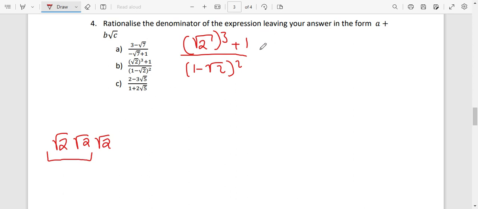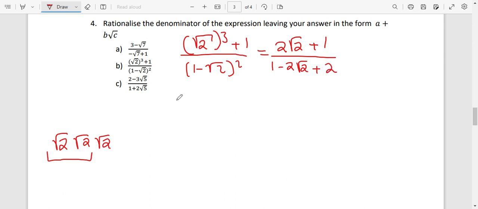It's 2. So meaning that we are going to have 2 square root of 2. Okay, root 2 to the power 3 is the same as 2 square root of 2, and then plus a 1. In the denominator, get the first number, you square it, that will give you 1. Get the power 2, multiply by the 1, multiply by the negative square root of 2, that will be negative 2 square root of 2. Then get the square root of 2, square it, that will give you positive 2.